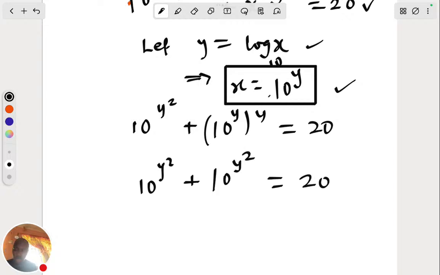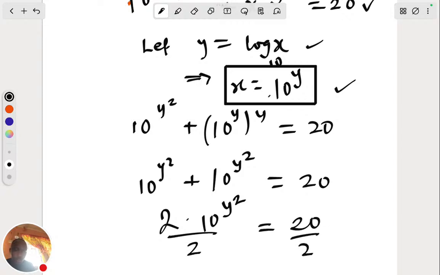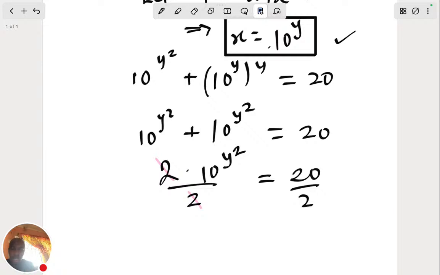Then equals 20. From there, we can see that this and this are now the same, so we are going to have twice this. Twice that is 2 multiplying 10 to the power of y squared, equals 20. Now we can divide both sides by 2 to reduce it. So 10 to the power of y squared equals 10, because 20 divided by 2 gives us 10.